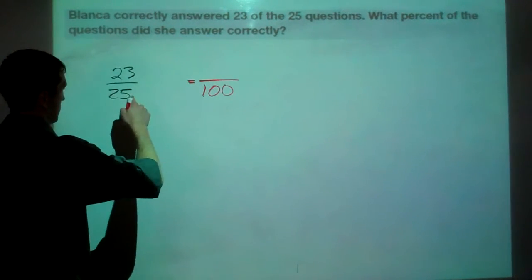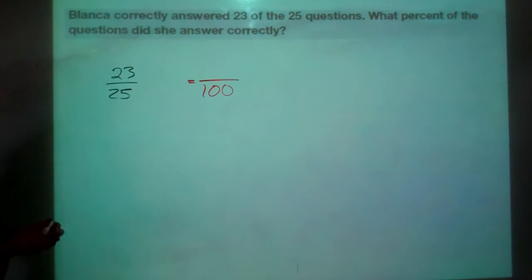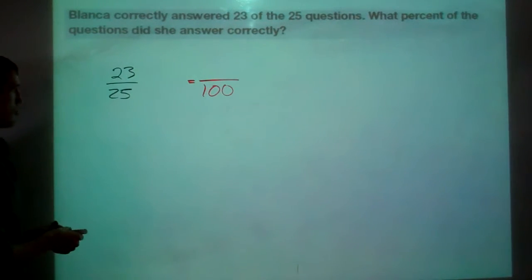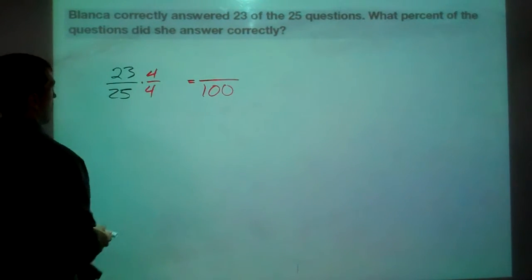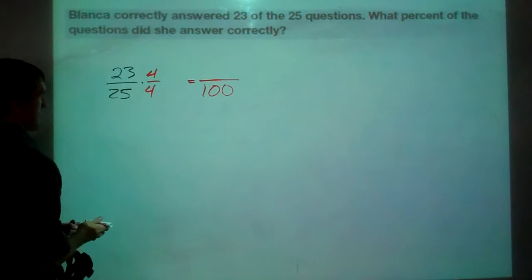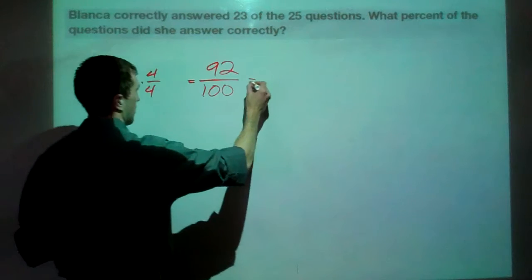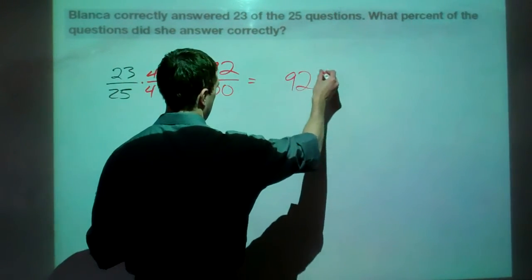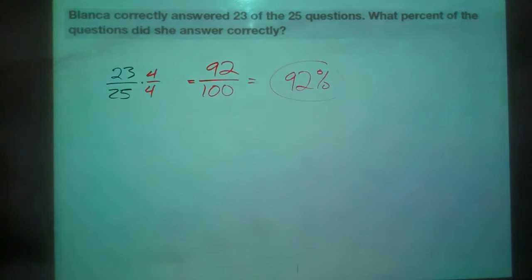So if we can get this to 100 and use that same rule up here, we can get our percent, which will be the numerator. And if we multiply by 4 over 4, this is how we do it. 25 times 4 is 100. 23 times 4 is 92. And this 92 out of 100 is 92%, which in my class is an A-, but a good score.